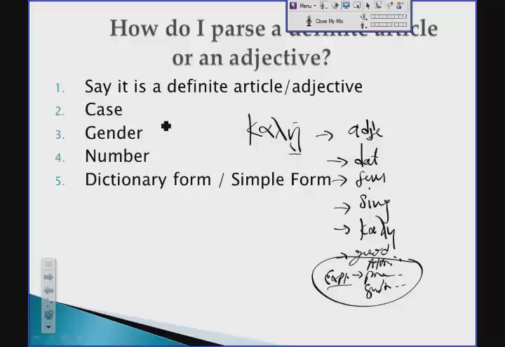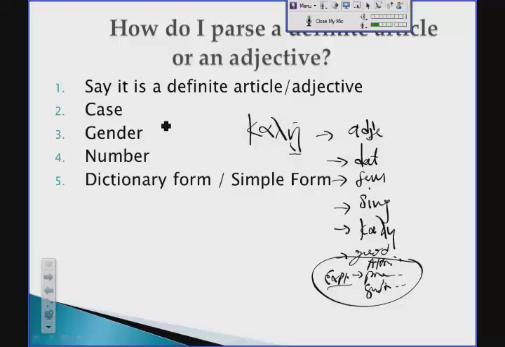So, Prof, can we look for the words Kalos, Kalais, and Kalon in the dictionary? Yes, you will get them. All three of them are there. These are adjectives, and this is how adjectives work. Okay?